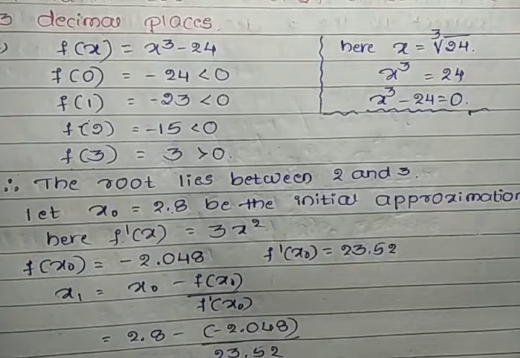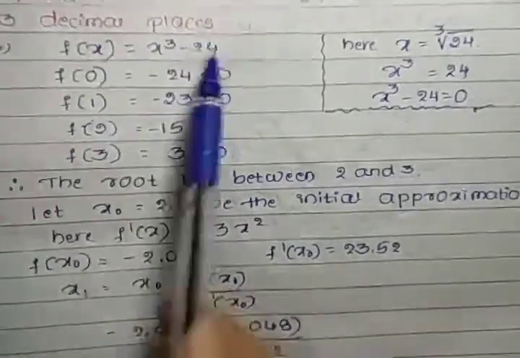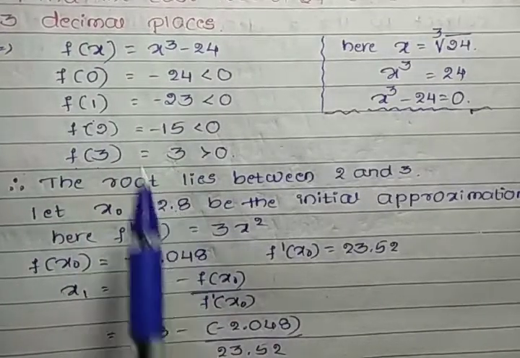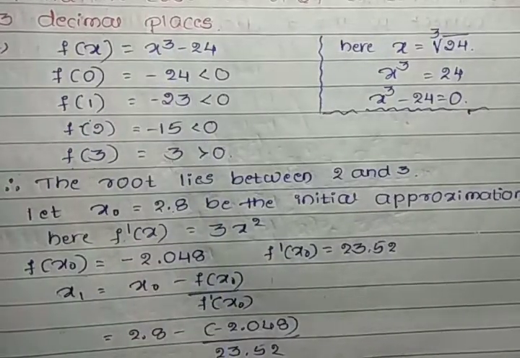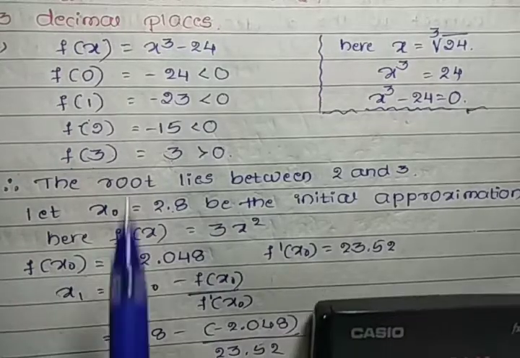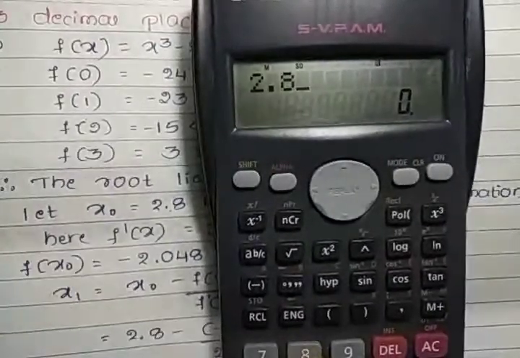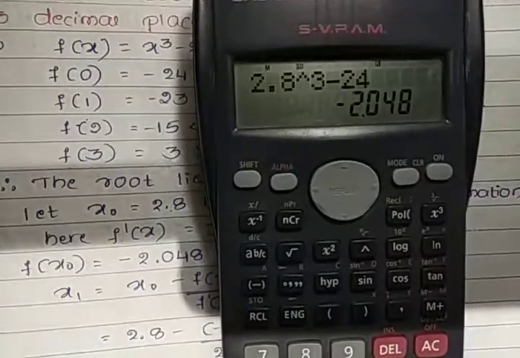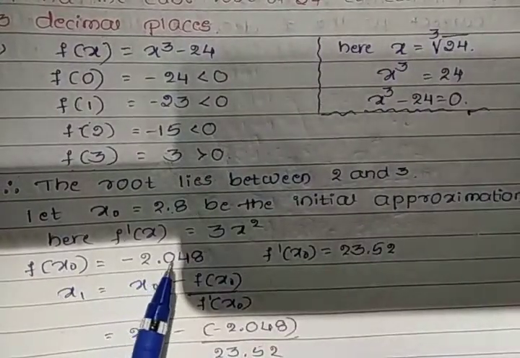Now how to simplify these two values? Here f of x is x cube minus 24. The x naught value is 2.8. Substitute this 2.8 in the given function. So we substitute 2.8 in the given function, what will we get? 2.8 raised to 3 minus 24. Observe here, 2.8 raised to 3 minus 24 gives us minus 2.048. So f of x naught is minus 2.048.